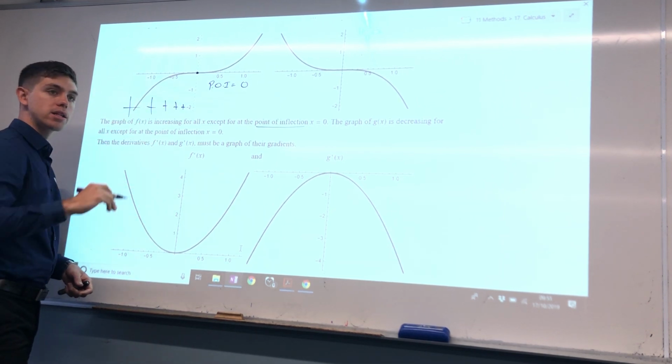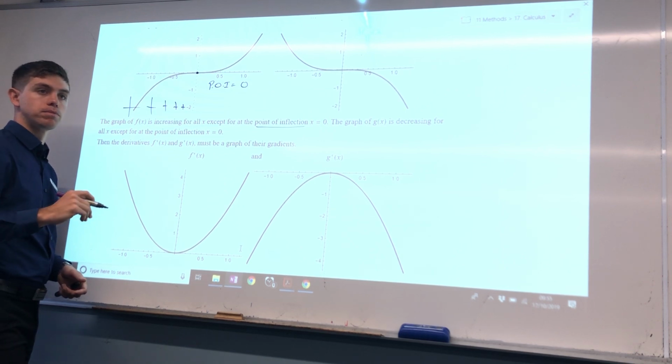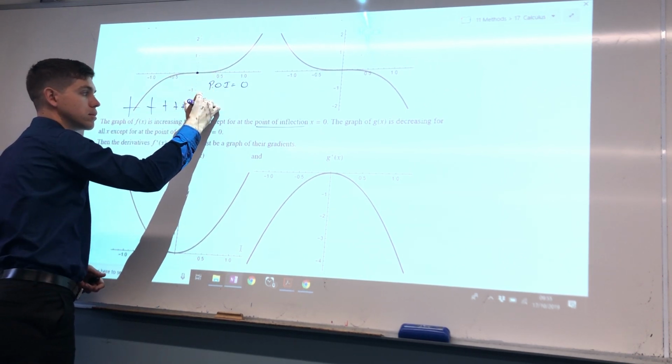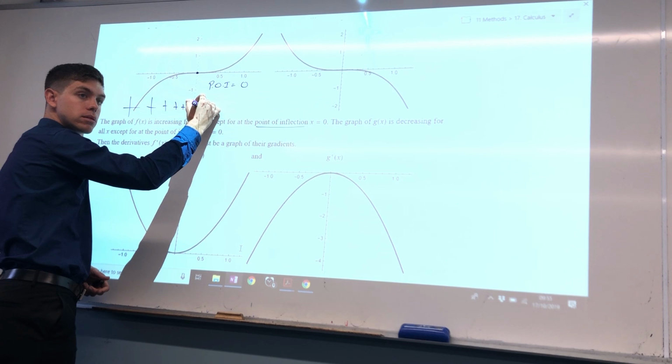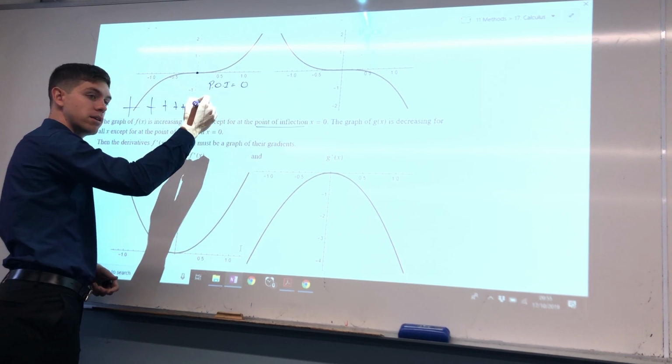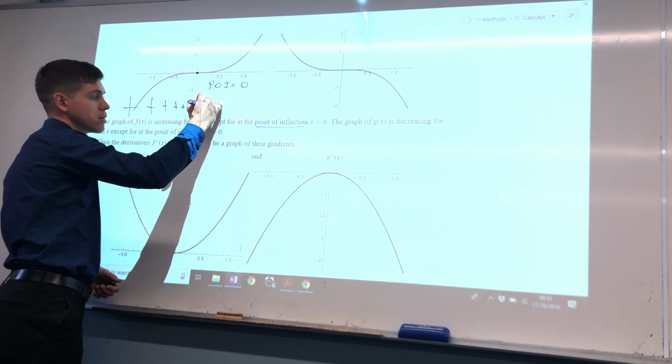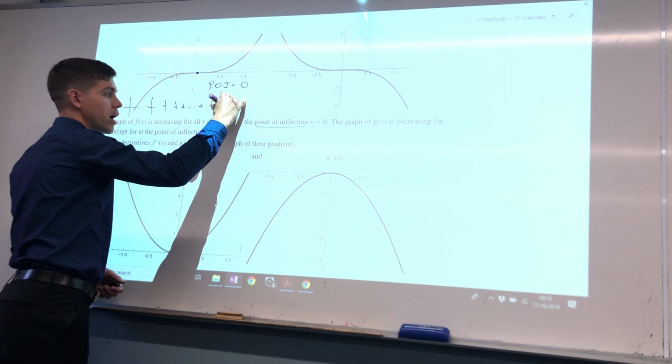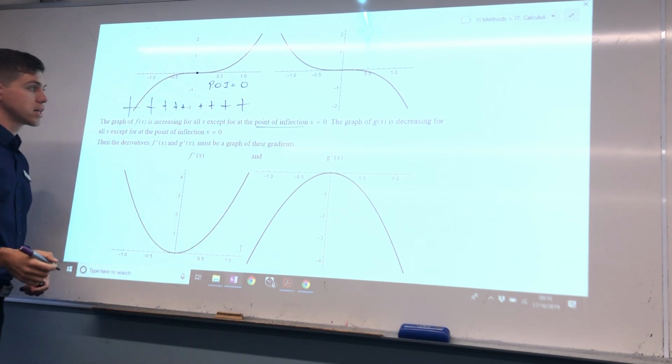What about on the right-hand side of the point of inflection? Right here. Is it going up or going down? Up, which means the gradient is, in terms of positive or negative, positive. So our gradient is increasing.